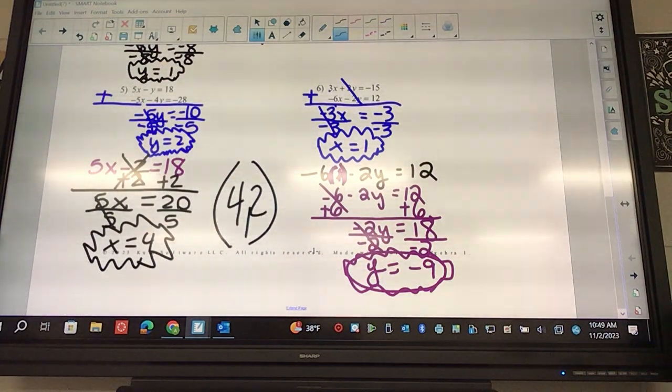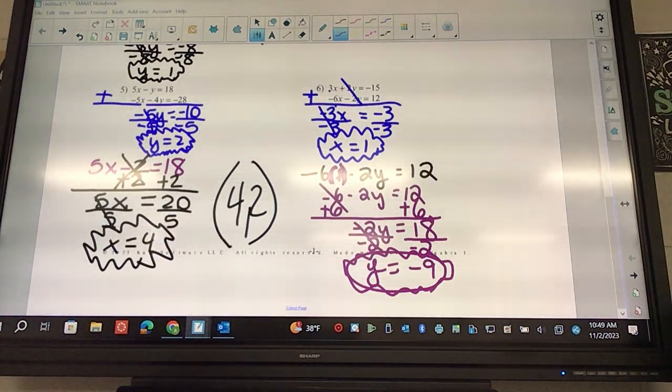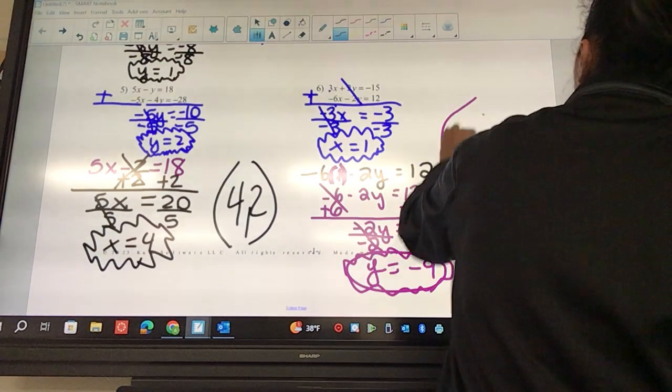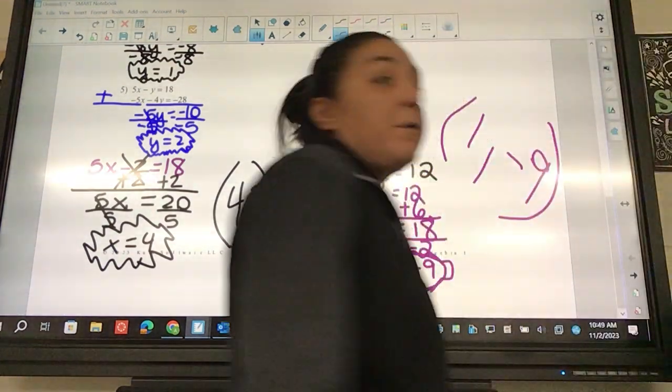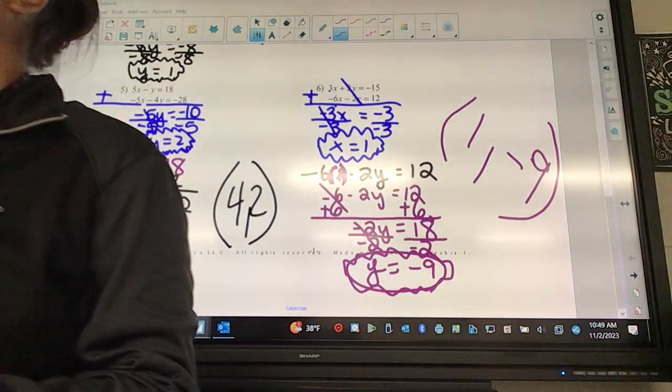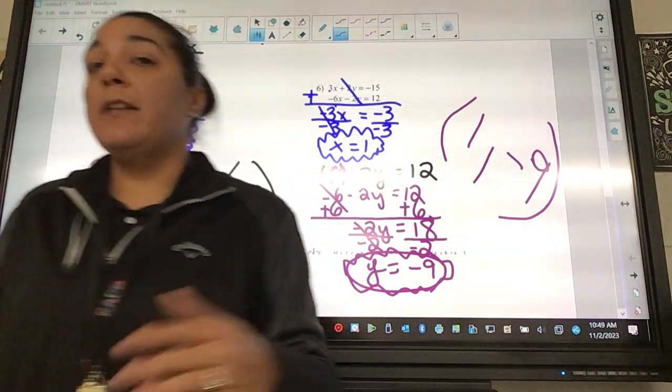Which one comes first in our coordinates? The x, which is what? 1. What's the y? -9. Okay, you guys have 2 to do on the front, number 2 and number 4.